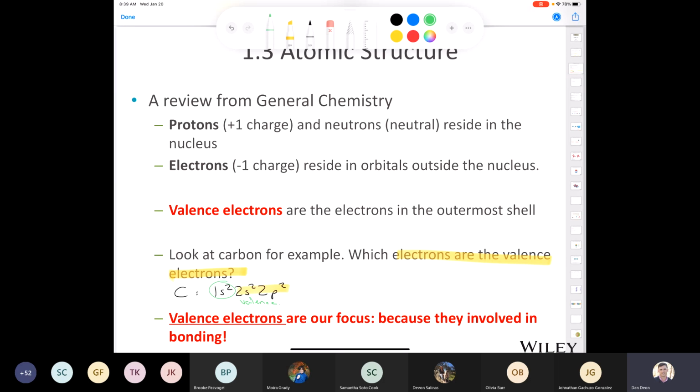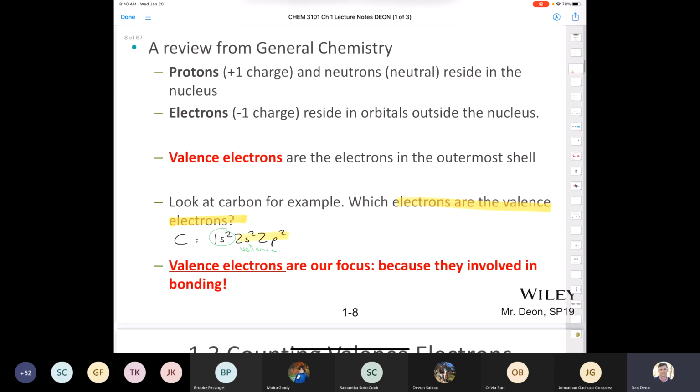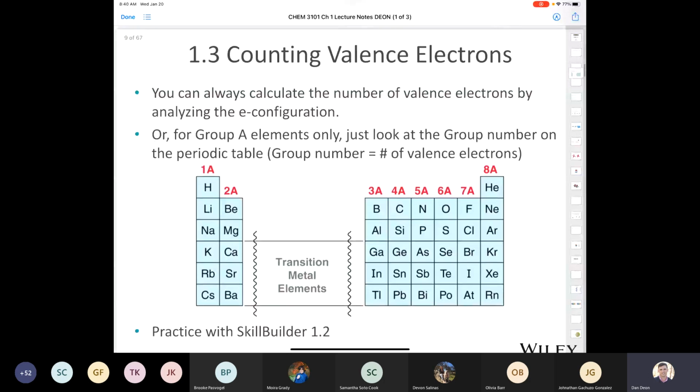Why? Because valence electrons are where the magic happens. They're the ones that are involved in bonding. And we're very concerned with bonding, especially covalent bonding, in organic chemistry. It's a huge part of what we talk about. So if you were ever spending a late night in the library studying General Chemistry 1 and thinking, what the heck am I going to use this for? Well, now you know, you're going to use it for organic chemistry.